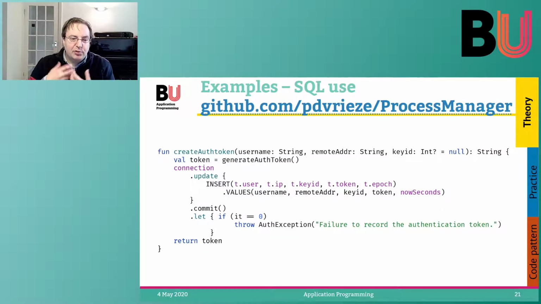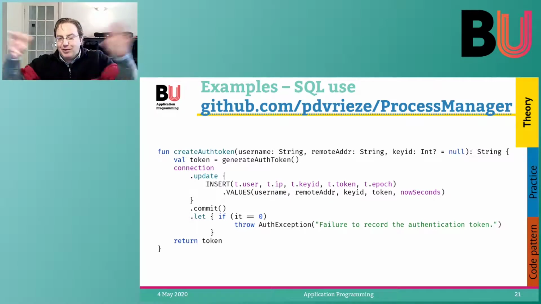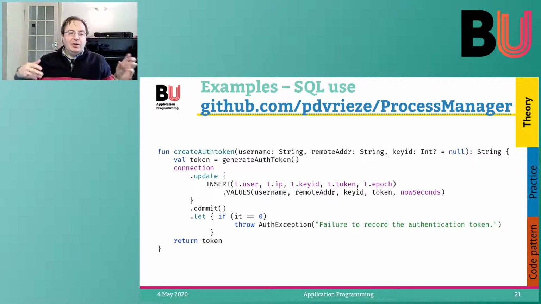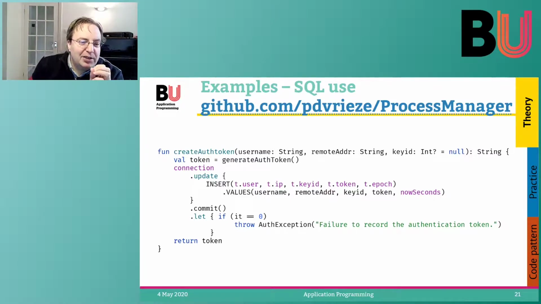And when you use this, it looks something like this. This is a function where we create an authentication token for an account manager. So we generate our token, which happens to be just some random number. It doesn't really matter. And then we can say, okay, we have a database connection and we want to update something in there. So we call this update function, and inside there the connection knows what the database type is. So we call insert there.